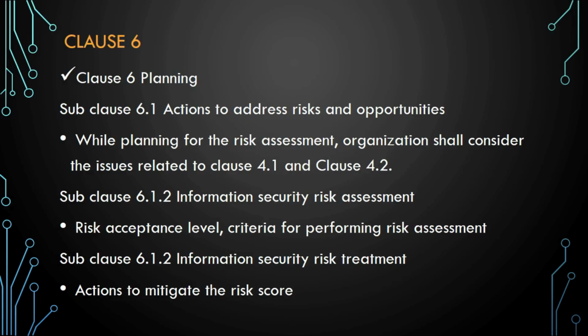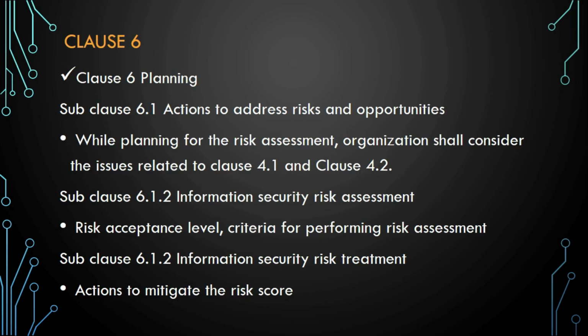And subclause 6.1.2, information security risk assessment. While planning that risk assessment, you need to have some risk acceptance value and risk criteria, like low, medium, high. What is your risk acceptance level? What top-level acceptance values are created by your management? I'll show you samples of risks, how you identify that risk, what type of risks, and what mitigation plans are applicable to mitigate that risk. And also a sample risk assessment as well.